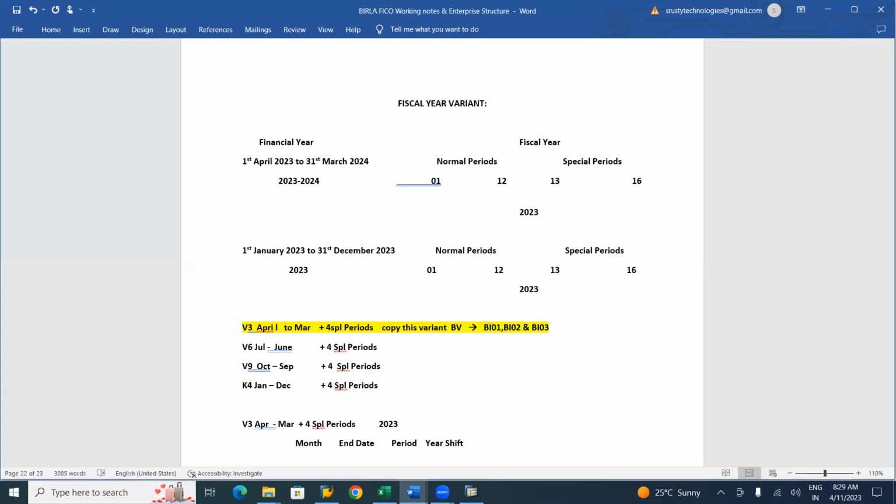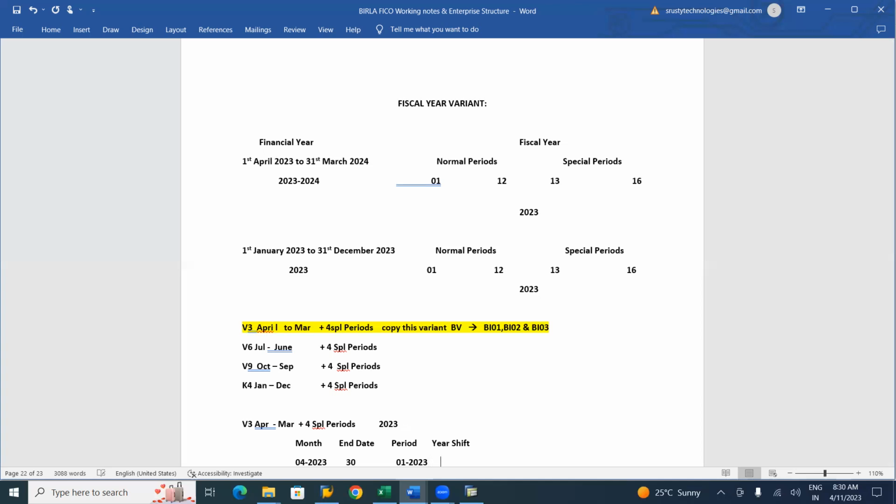The system automatically prepares 04 2023. What is the month end date? 30th. Correct? So which period are we in? 04, first period, right? Of 2023. Correct? So here, 2023 minus 2023. What would be the result?